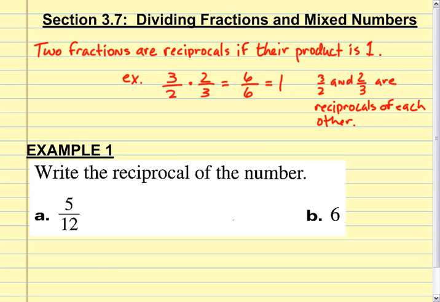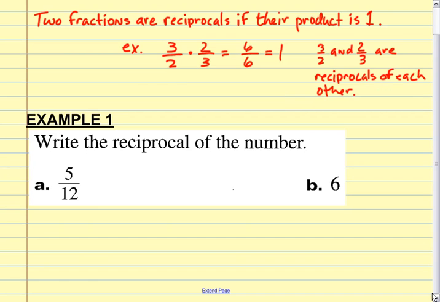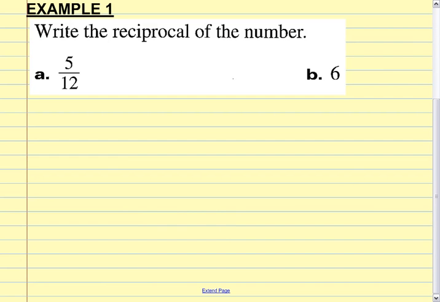Now, when we're working with fractions, we really don't do division. We multiply by the reciprocal. Okay? So we're going to get to that in just a moment. But in example 1, the only thing they're asking us to do is to write the reciprocal of these numbers. Okay? Now this is super easy.